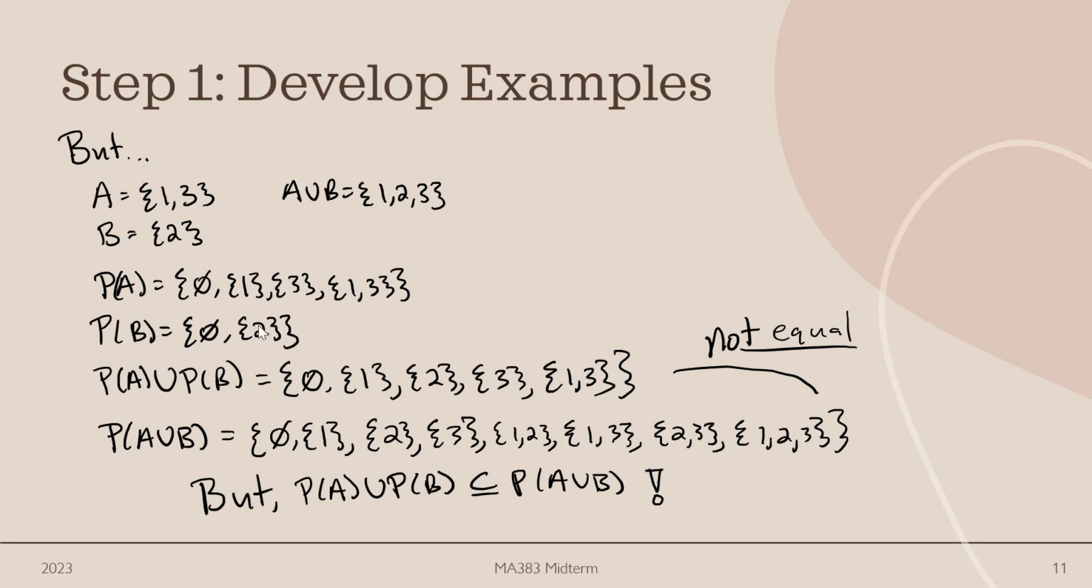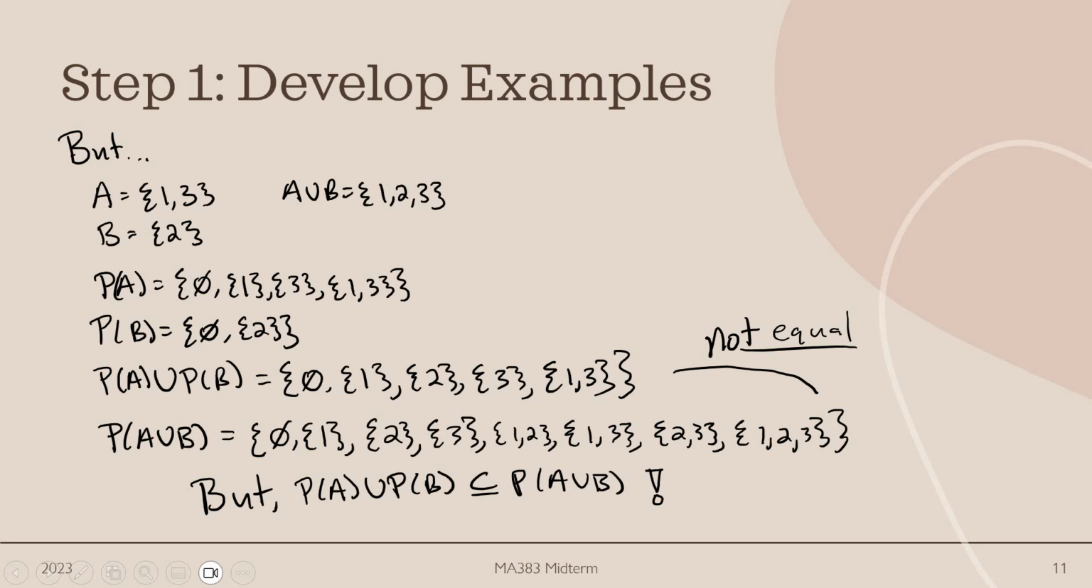But when we combine these two in the union versus taking the power set of this union, we can see that they're not equal, right? The set {1, 2} is not contained within this union. Same with the set {2, 3} and the set {1, 2, 3}. So that every element here is contained within the power set of the union.